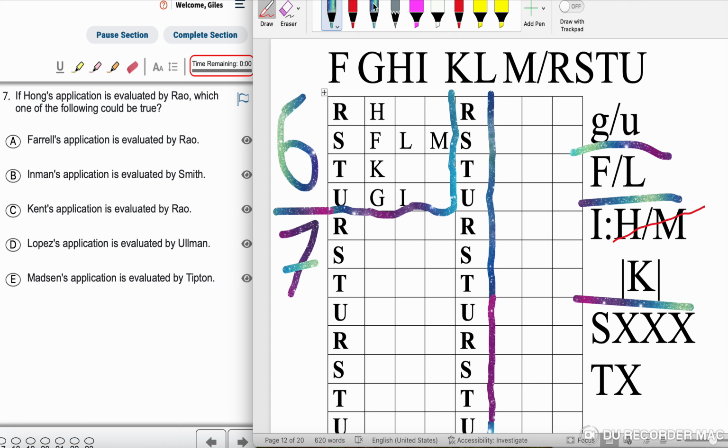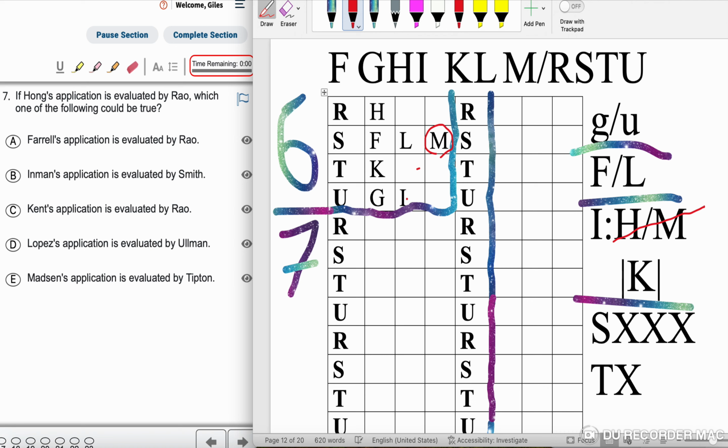Let me see if I can make one of these work here. So G and U, meaning that G belongs to U. Okay, F and L have to be together. H and M cannot be together. So I cannot be with the same person that owns H and M. So then M could be here. Wait, no. S needs to have more items than T.